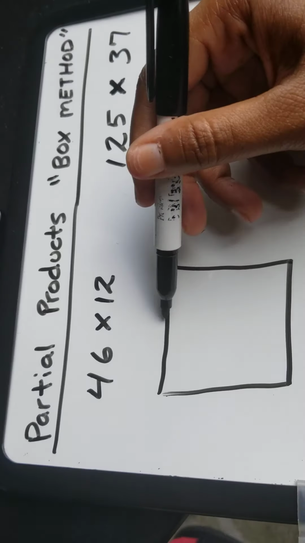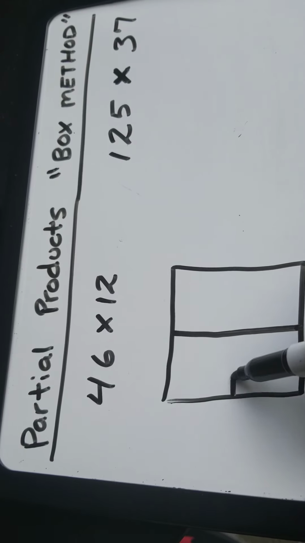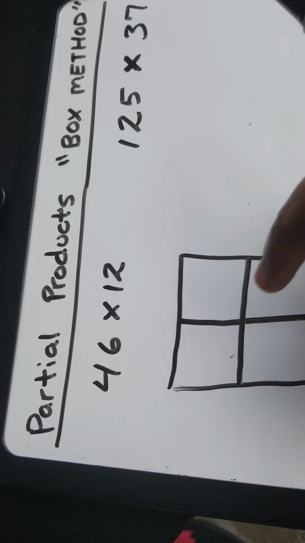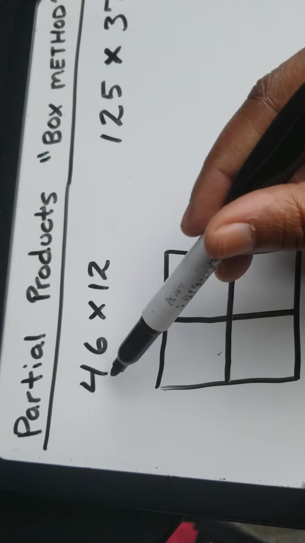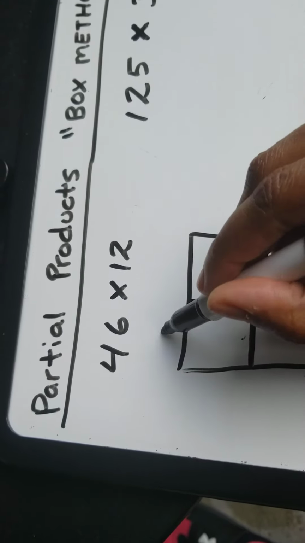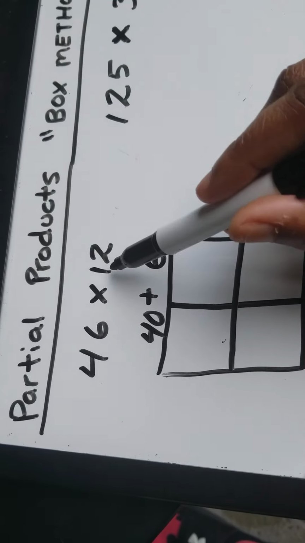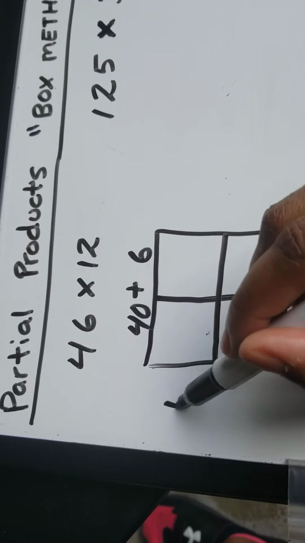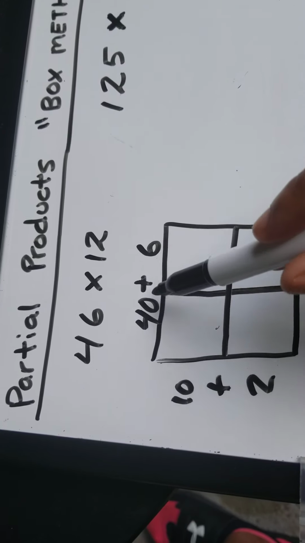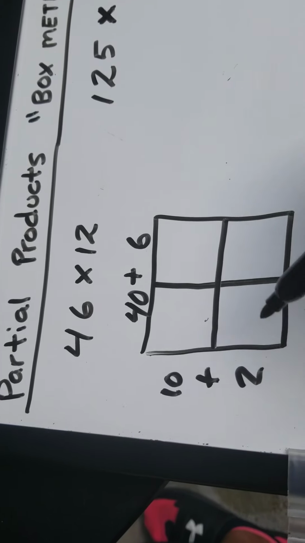We have two digits. We have two digits, so that'd be 1, 2. All right, so you have 46 times 12. We can decompose 46 by 40 plus 6. We can decompose 12 by 10 plus 2. 40 plus 6 is going to give you 46. 10 plus 2 is going to give you 12.